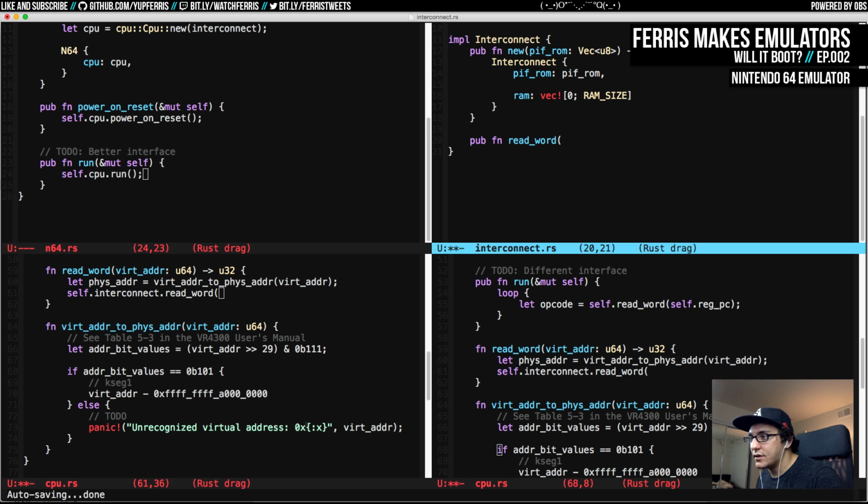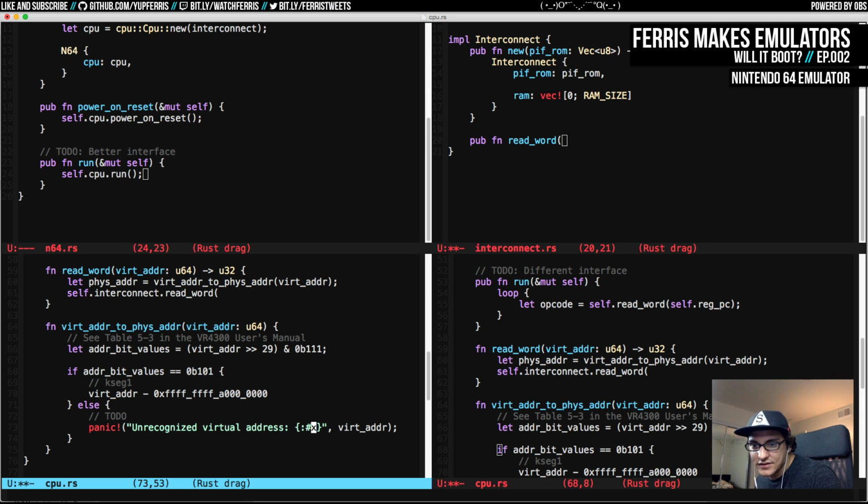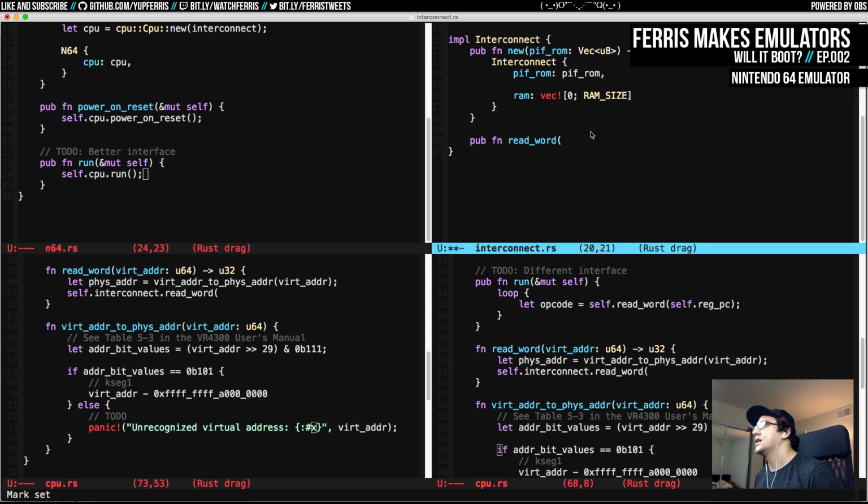Oh, and here we go. Actually, if we put a hash here, it says :#x, this will print hex with a 0x prefix. Awesome, thanks guys. So we're going to read_word on the interconnect, and we're going to take the address. We don't need to specify virtual or physical because it's assumed to be physical if it ever got to the physical layer here. That's going to be u32, 32 bits. And we're on a roll now, guys. We are going to get to code tonight. I'm determined. Then we're going to actually read the word.